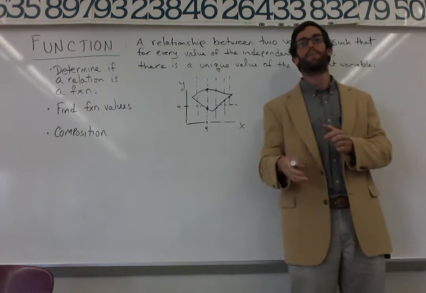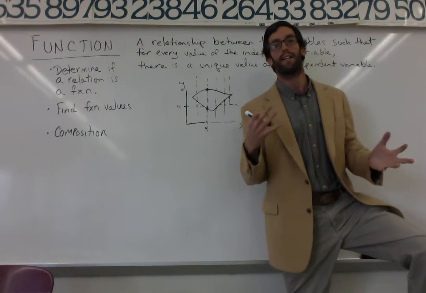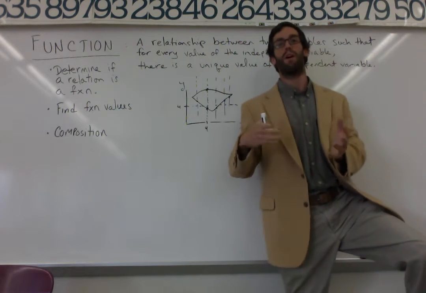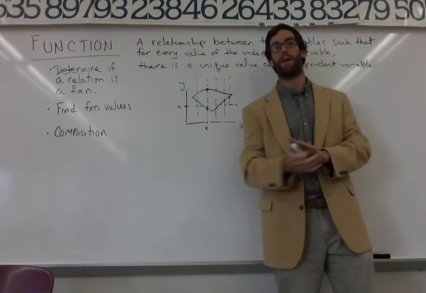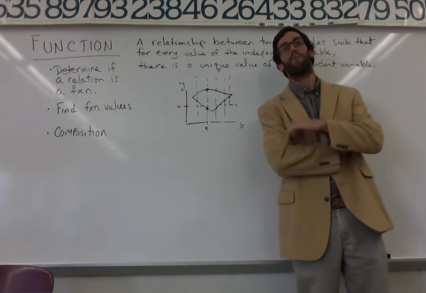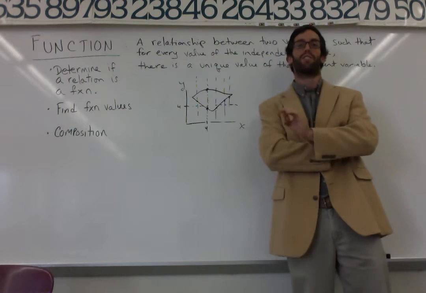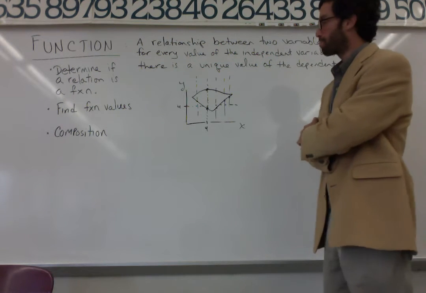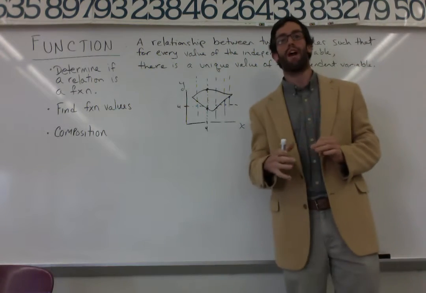So the vertical line helps us out because it can tell us whether or not there is more than one y value at a particular x value. So draw a vertical line all over your graph, and if it hits the curve more than once, then it is not a function. Otherwise, it is a function, okay? So that's how to determine if a graph is a function.